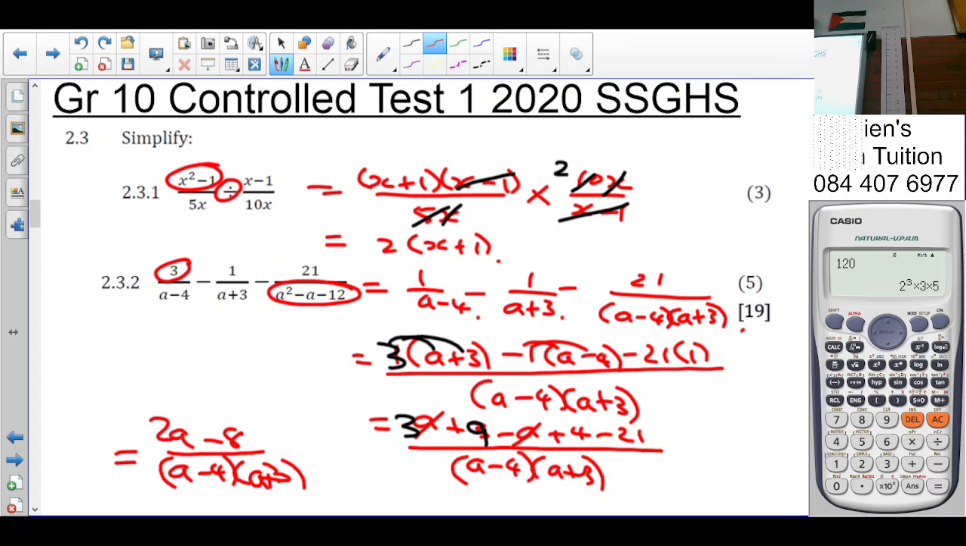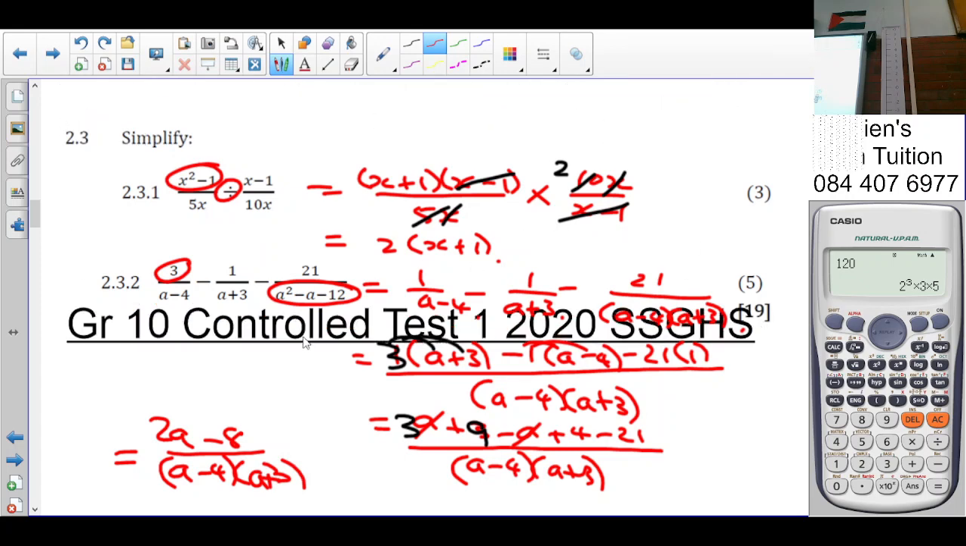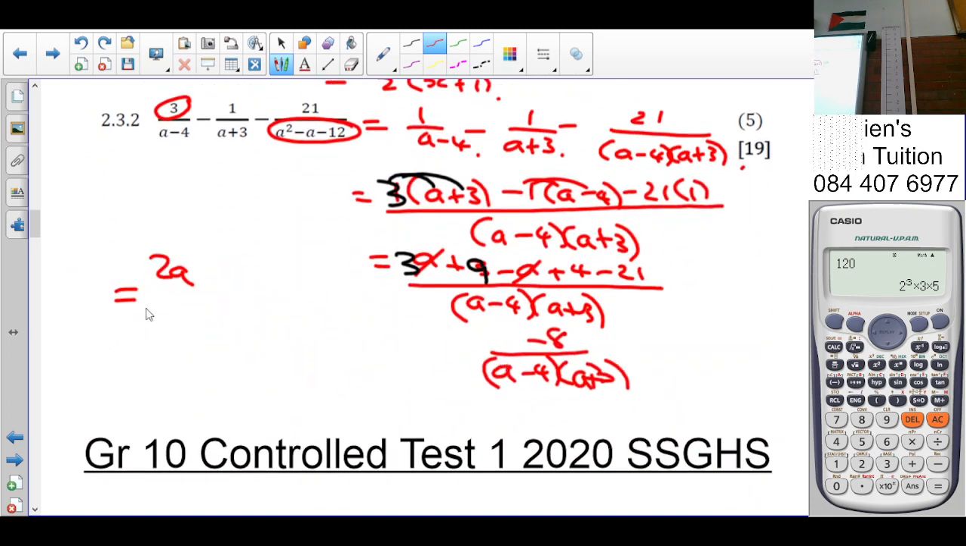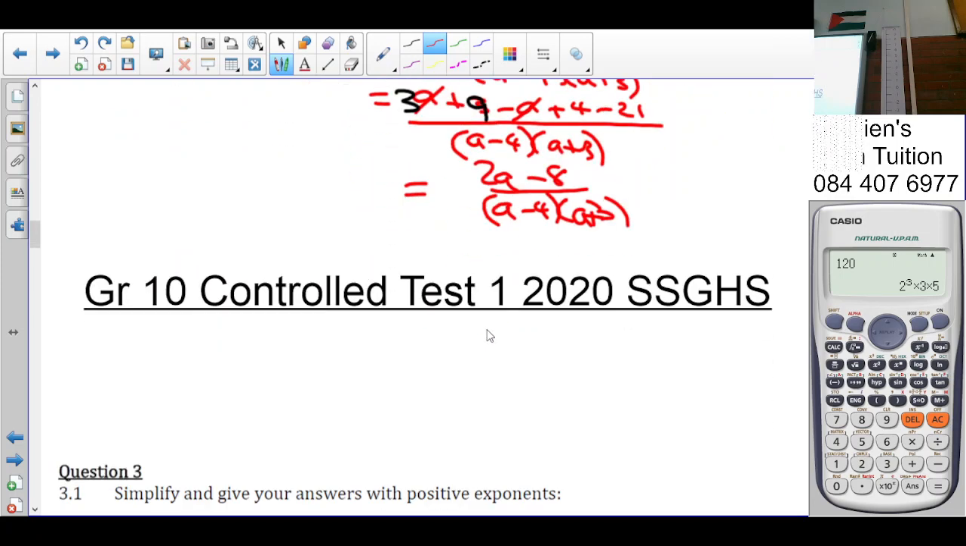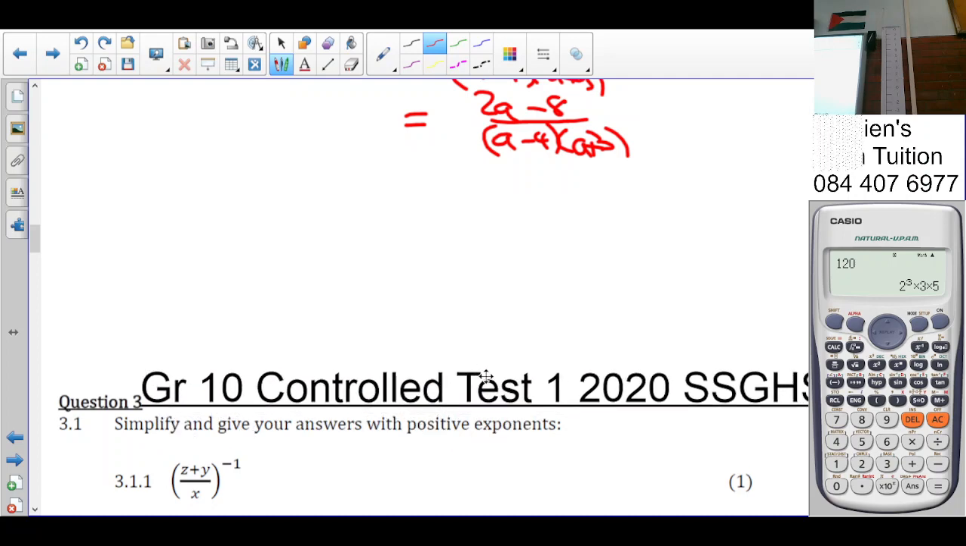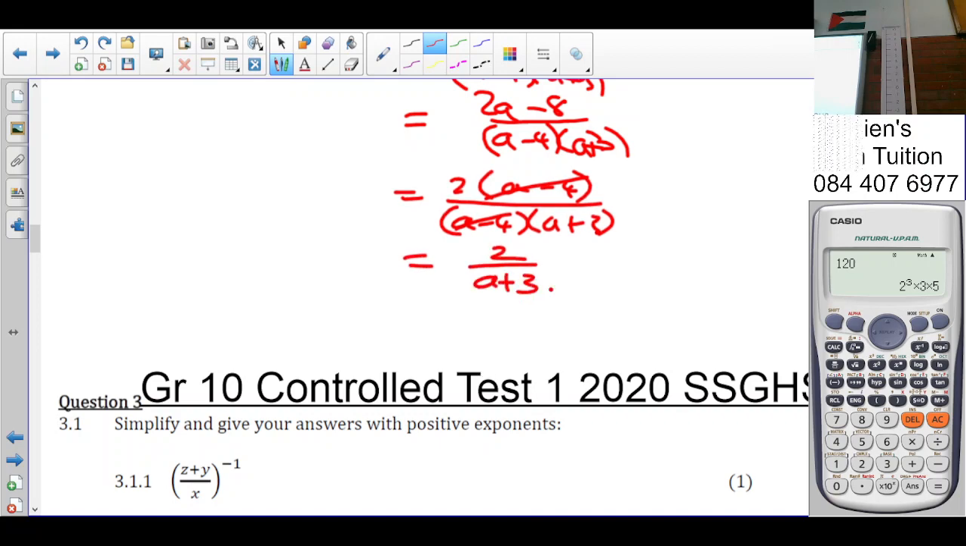What can happen in the numerator now? You've got the common factor of 2, so you're going to take 2 out as a common factor. I'm left with a minus 4 over a minus 4 into a plus 3. So that cancels, leaving you with 2 over a plus 3.